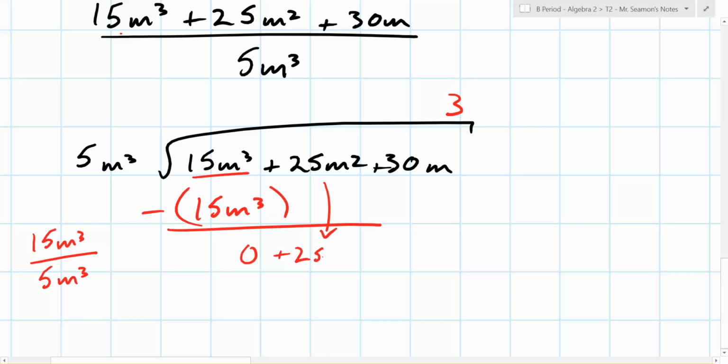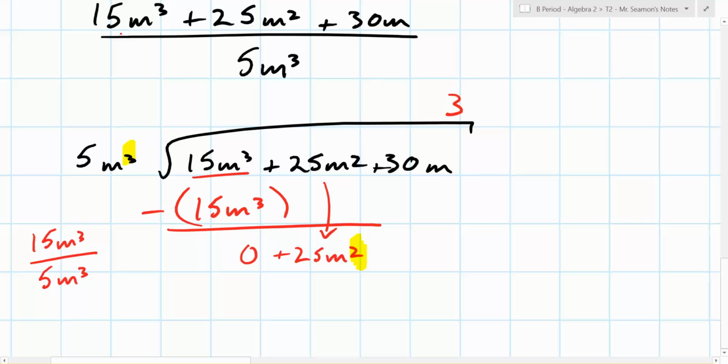So we have 0, and now what do I drop down, Gabby? 25m squared. Now, how do you know you need to stop at this point? Someone who hasn't spoken yet. How do you know you need to stop, Chris? When the variable, in this case m squared, is smaller than m. Not m. The what of the exponent? Yeah, the exponent of the power, right.